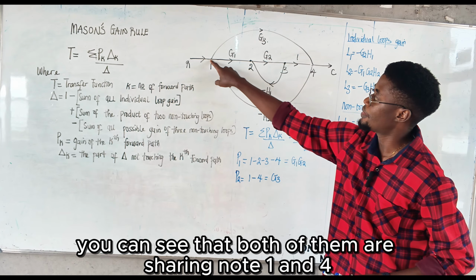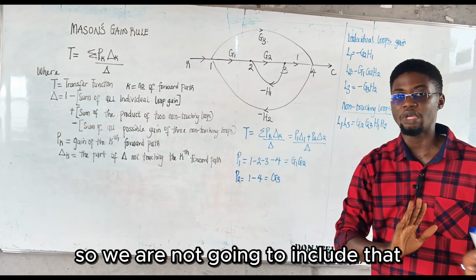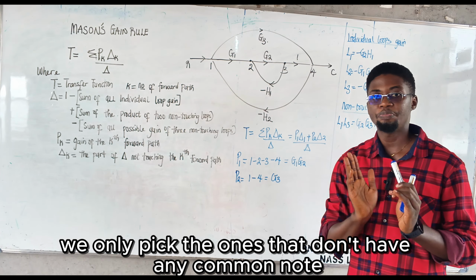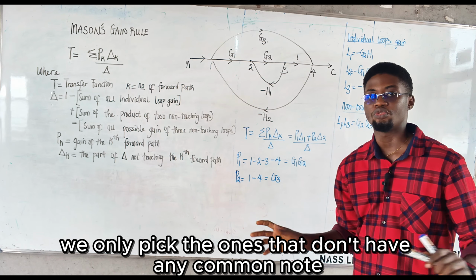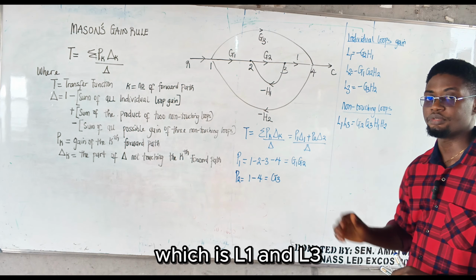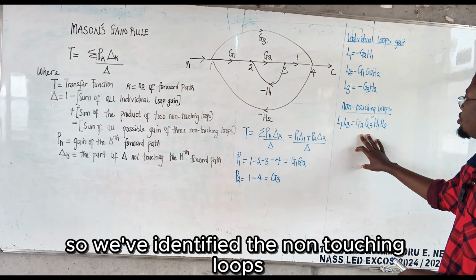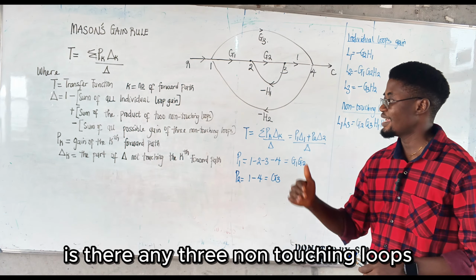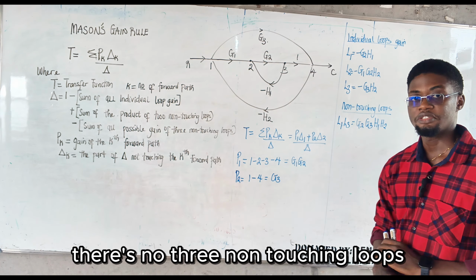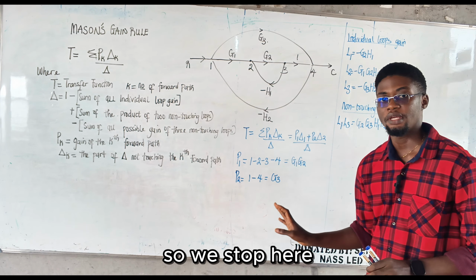You can see that both of them are sharing nodes, 1 and 4, so we are not going to include that. We only pick the ones that don't have any common nodes, which is L1 and L3. So let's go on. We've identified the two non-touching loops. Is there any three non-touching loops? There's no three non-touching loops, so we stop here.